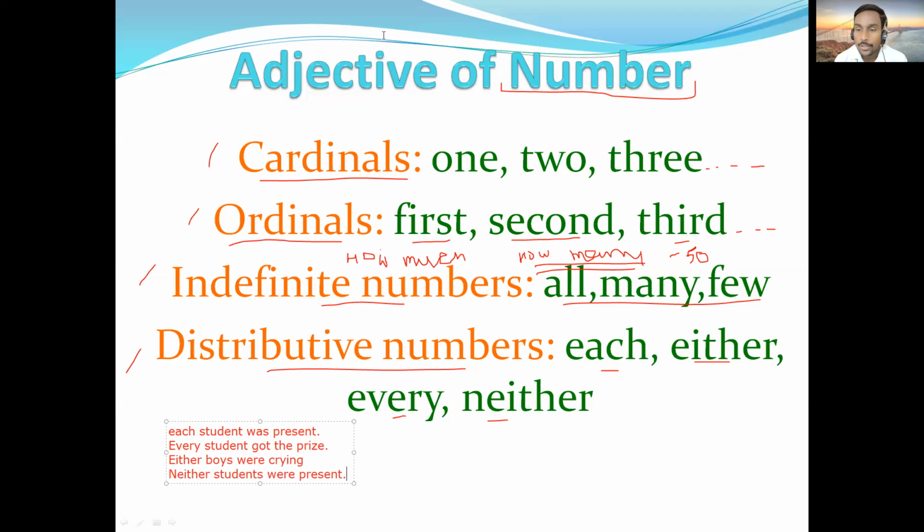But if you are going to use them as either-or, they are not adjectives, they will become conjunctions. Either-or, they will become conjunctions. Neither-nor, they will become conjunctions. That is the difference. Here we are only using neither and either, and you know that the meaning of neither refers to two. So when I say neither students were present, there are two students and both of them were not present. When I say either boys were crying, it means there are two boys and both of them were crying. That you need to understand.